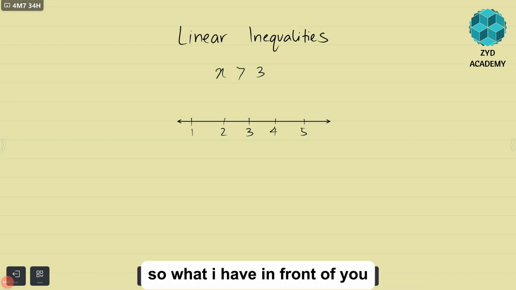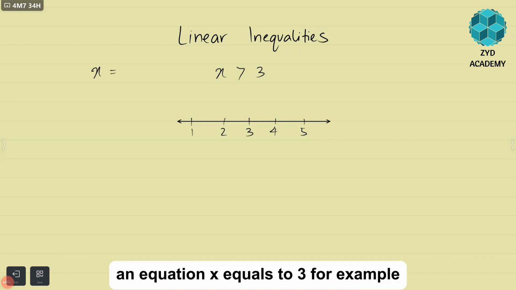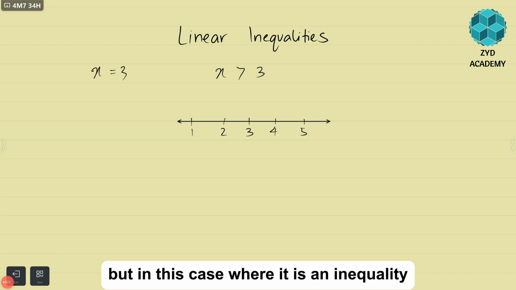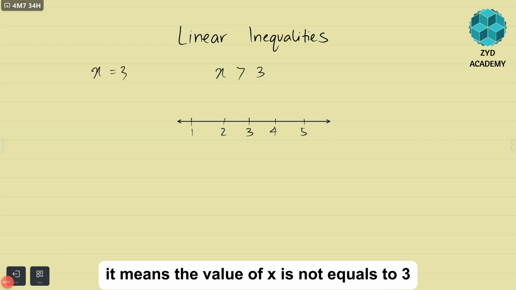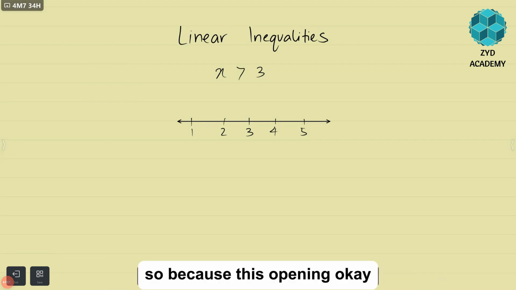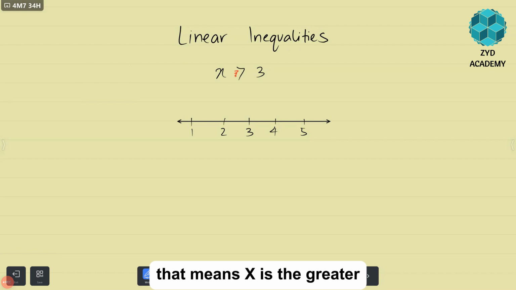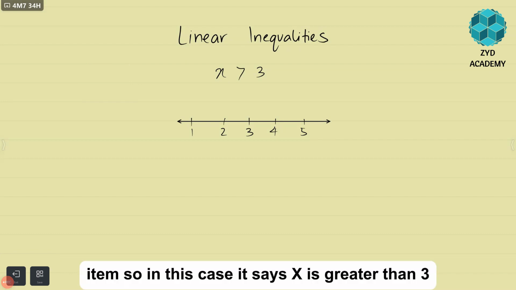Okay, so what we have in front of you here is an example of an inequality. It is similar to an equation, x equals 3, for example, but when it is an inequality, it means the value of x is not equal to 3. How we read it here is x is greater than 3. We always read from the perspective of x. Because the opening of the sign is towards x, that means x is the greater term. So in this case, it says x is greater than 3.